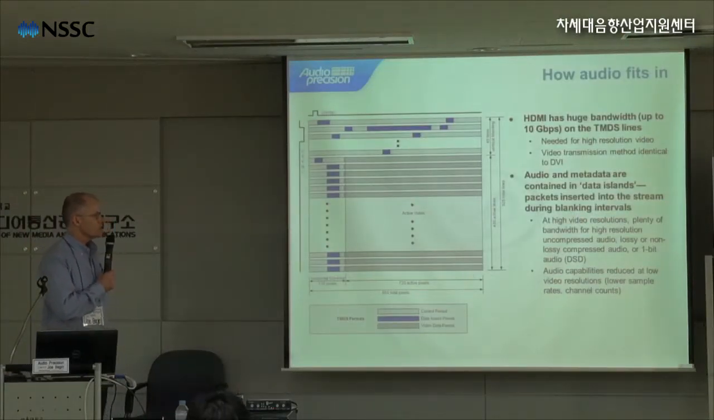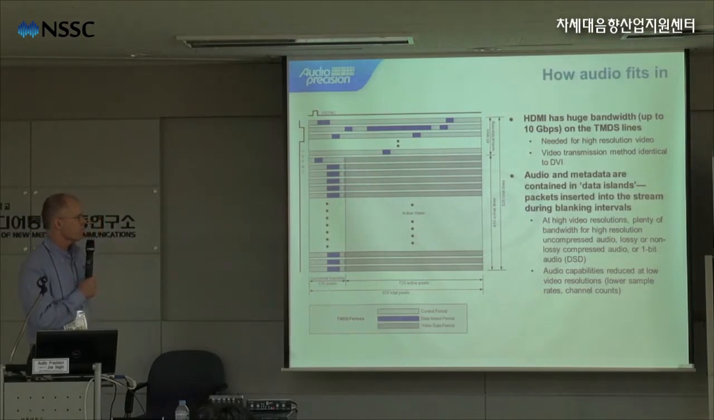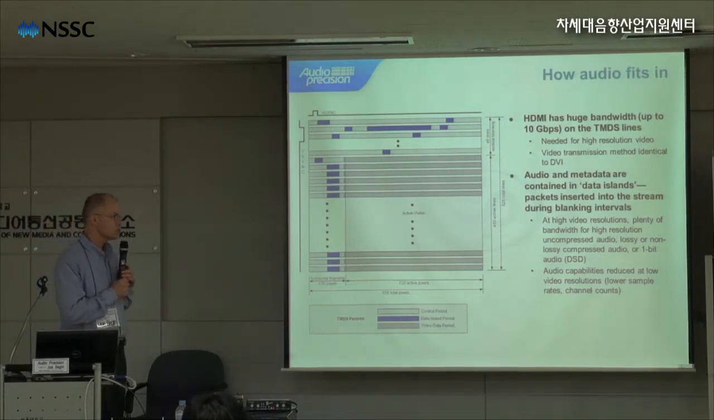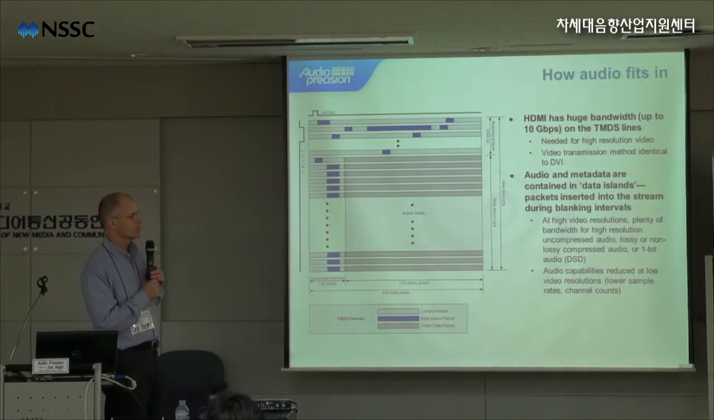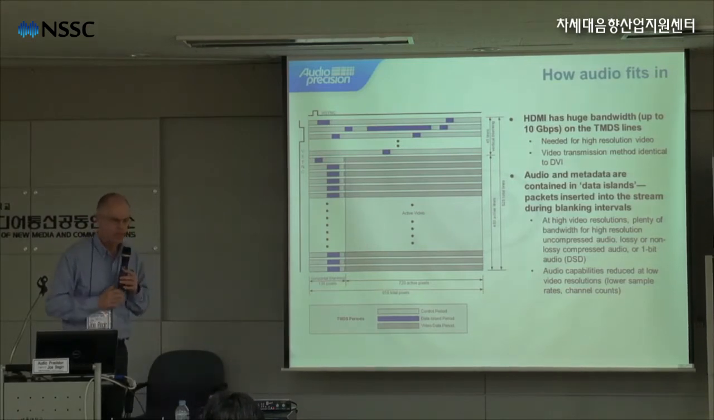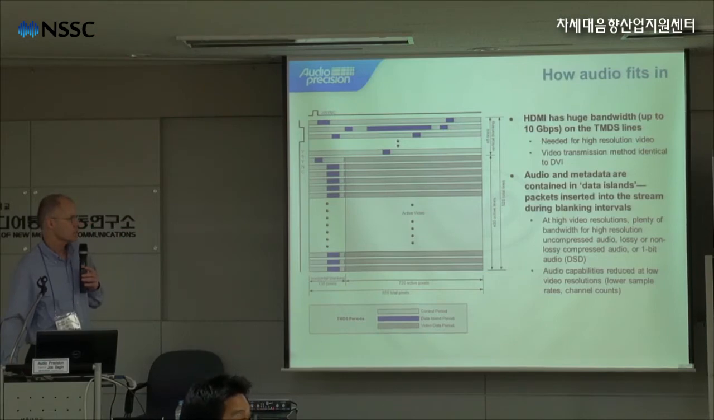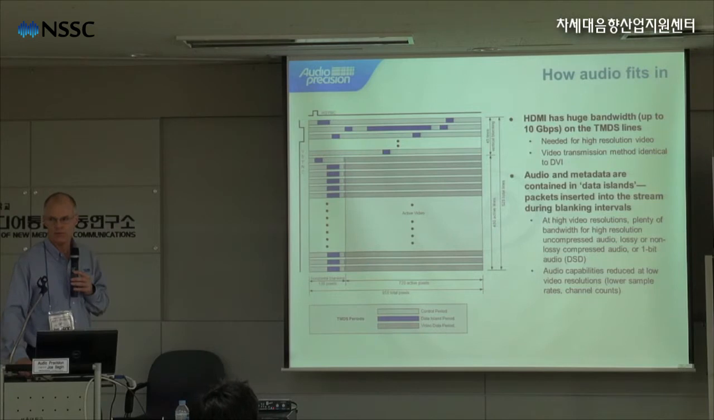So HDMI has a huge bandwidth, up to 10 gigabits per second on the TMDS lines. And TMDS stands for Transition Minimized Differential Signaling. So it's a high-speed interface used for video and audio. This is needed for high-resolution video, rather. And the video transmission method is identical to DVI.